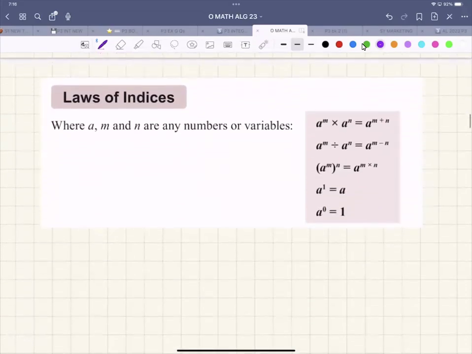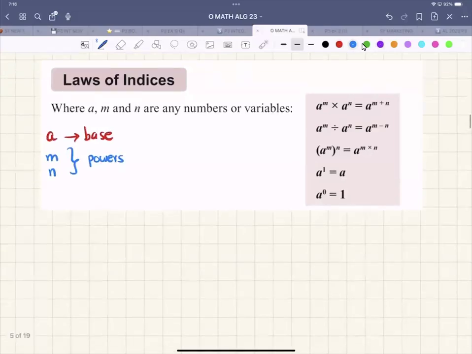Now, what are the different laws of indices? First of all, over here, we are talking about this thing, that a is the base and we are taking m and n. These are the powers, these are the indices. So now first of all, let me categorize this thing. Let me focus on the first two things.